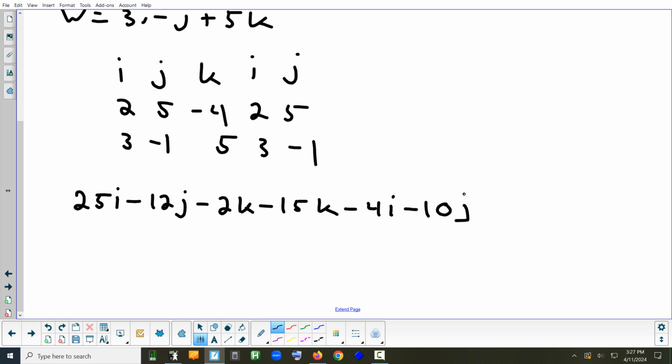And our last step: you solve it. All right, so what would you get? For the i's, you would get 21i. For the j's, you would get -22j. For the k, you would get -17k. And that's the cross product between v and w.